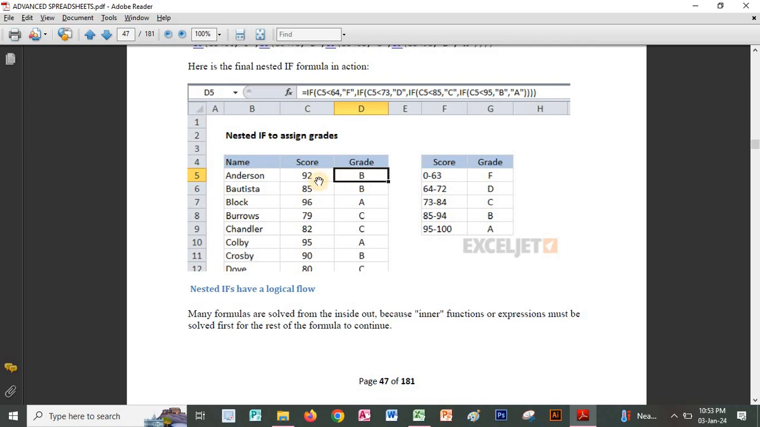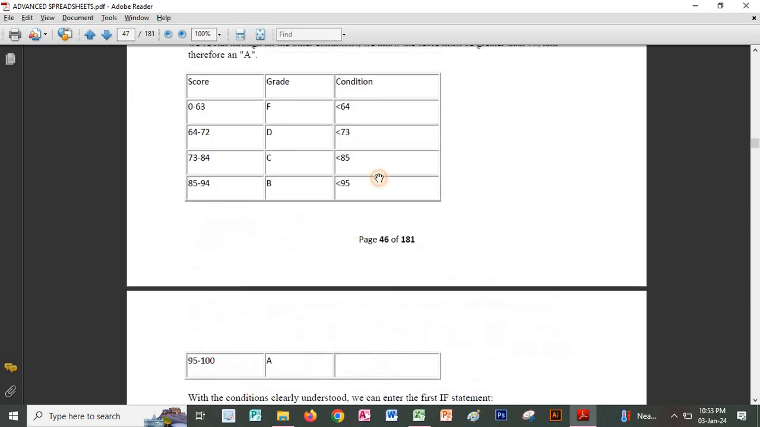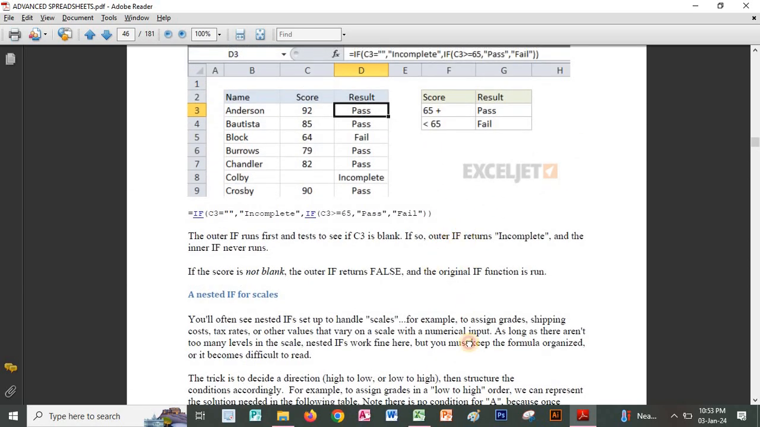So you can see here, this is 92. It was compared to less than 95, so that is B. Here it was not less than 95, so that was an A. So 79 here, it was less than 85, so that is a C. Like that until everything works out. So that is how we figure out the reference in our comparisons or in our computations using functions.